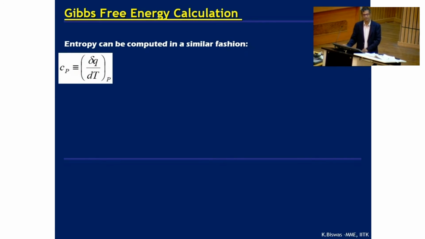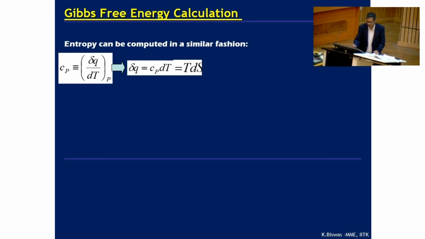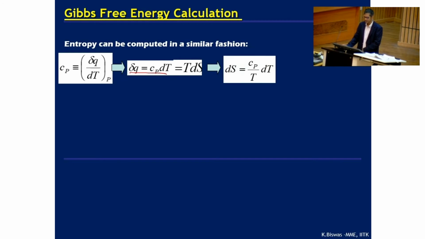Now, entropy is also related to Cp, correct, at constant pressure. Del Q is equal to Cp dT. That is heat. And the second law of thermodynamics tells you that del Q is equal to TdS. So now you can write dS equals Cp by T dT.